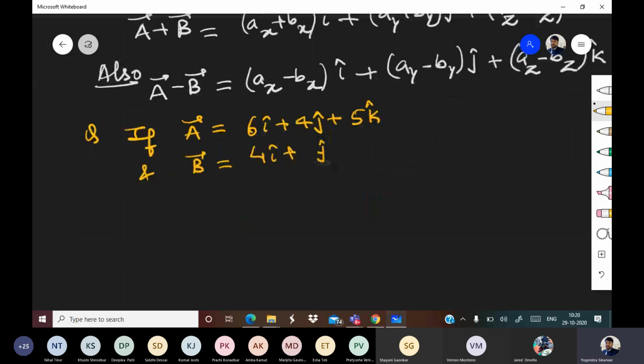So what you need to do is find number 1, a vector plus b vector, number 2, a vector minus b vector. So you need to find these two things.